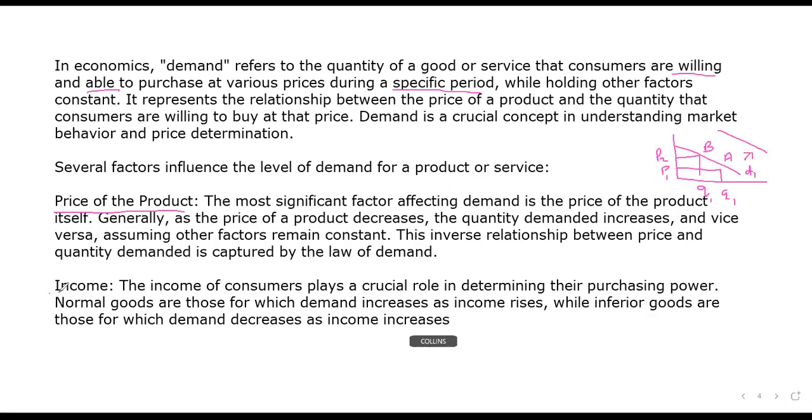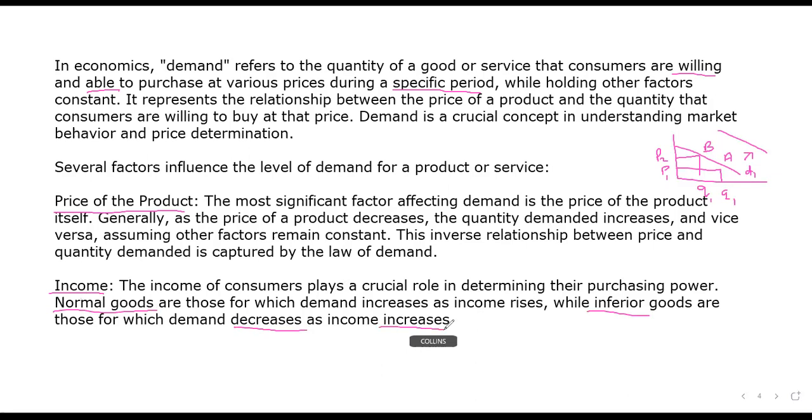The other factor that affects demand is income. Income is critical for consumers because it determines their purchasing power. So we have two types of goods under income: there's a normal good, and there's an inferior good. When our income increases and we demand more of a particular good, we call that a normal good. Conversely, it becomes an inferior good when our demand decreases as income rises.